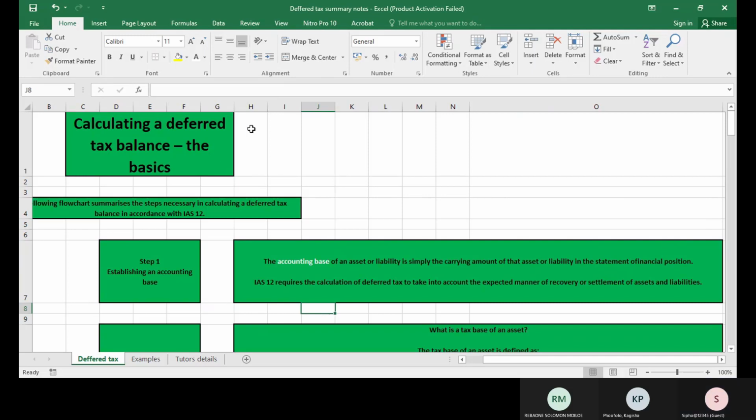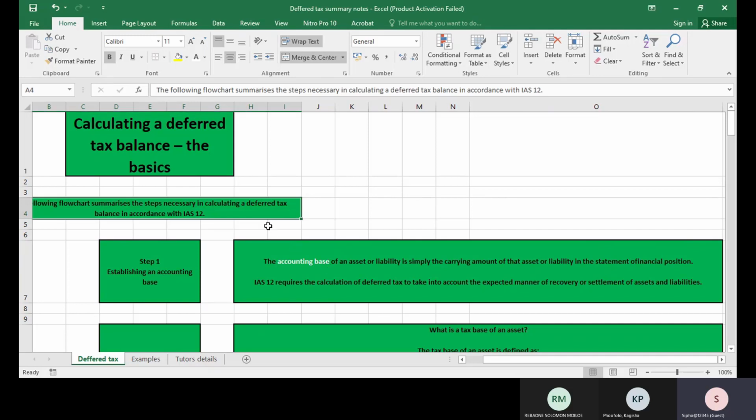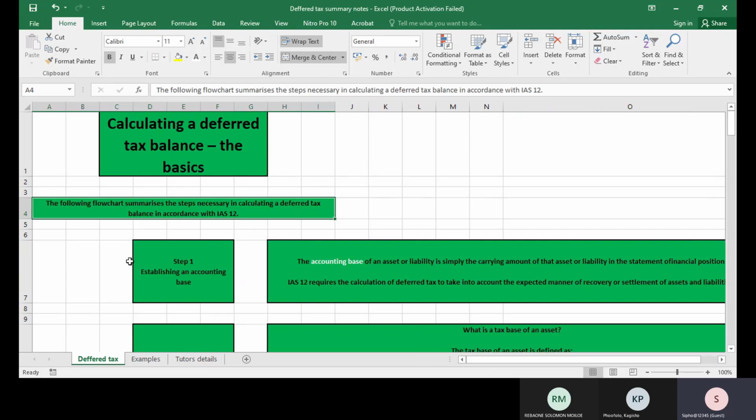So IAS 12 is basically deferred tax. Deferred tax is basically the future tax, meaning that an entity or any organization, when it calculates deferred tax, it calculates what it is going to pay in future for the tax, for the revenue that they're generating, and also for the deductions that they will be getting from SARS.